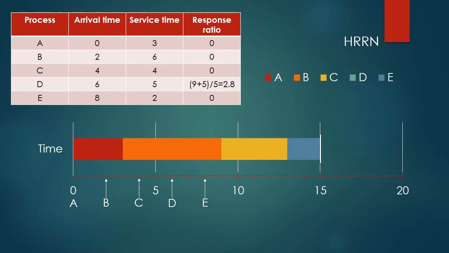Since E had the higher response ratio, E was dispatched to the processor. E ran for 2 seconds and finished off at 15. Then we re-evaluated the response ratio of the last process in the system, which is D. The weight of D is 9, the service time is 5, the response ratio is 2.8. Being the only process in the system, D was awarded the processor. It ran for 5 seconds and completed at time instant 20.